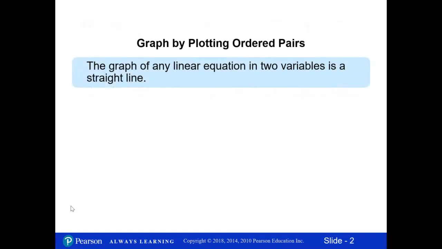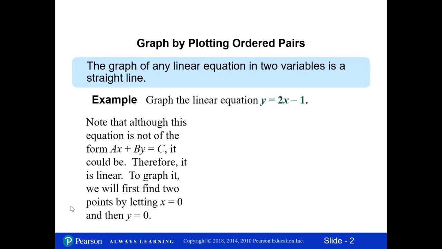The graph of any linear equation in two variables is always going to be a straight line. Now, when you want a straight line, you will need at least two ordered pairs, three if better. So here we're going to graph first our linear equation y equals 2x minus 1. If you look at the equation y equals 2x minus 1, it's not in standard form, but it's still considered a linear equation. So note that although this equation is not in the form ax plus by equals c, which is the standard form, we can still graph it.